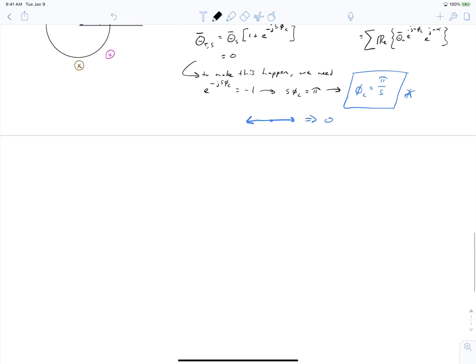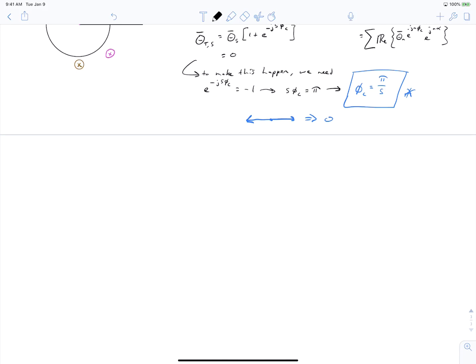And so from this we can make kind of a fundamental observation that will come up a few times in this class, which is that if we shift a waveform by phi radians, all the harmonics shift by n times phi radians.